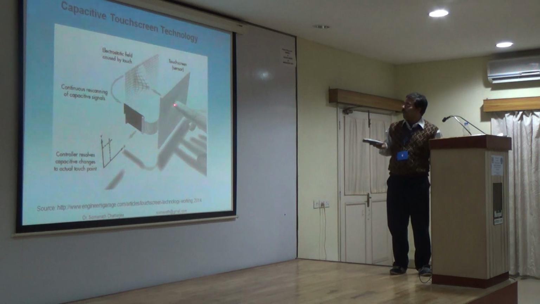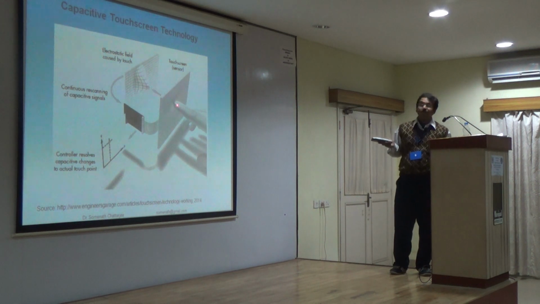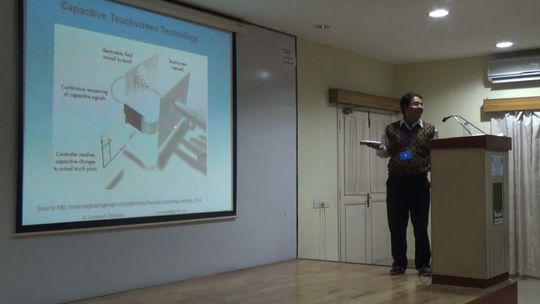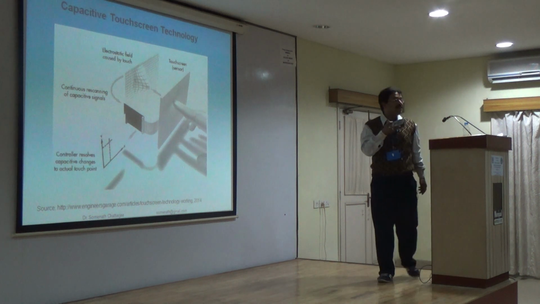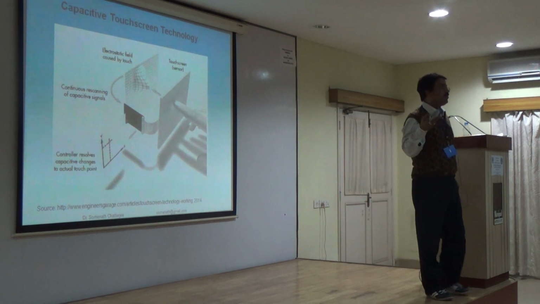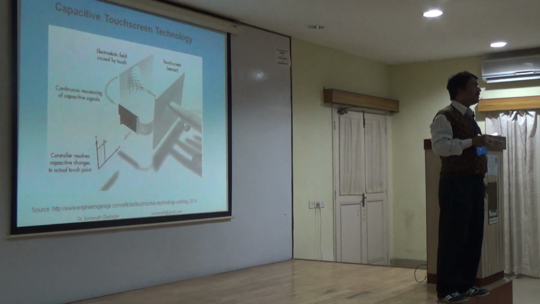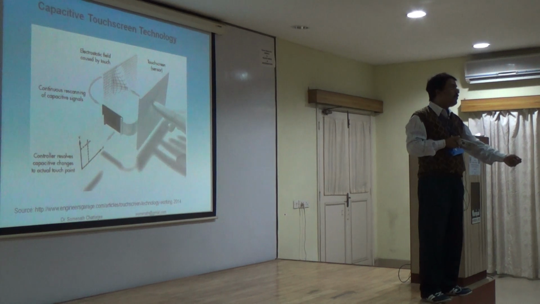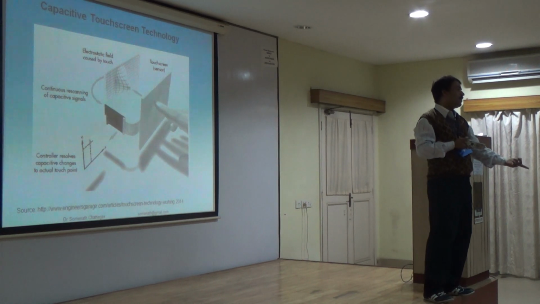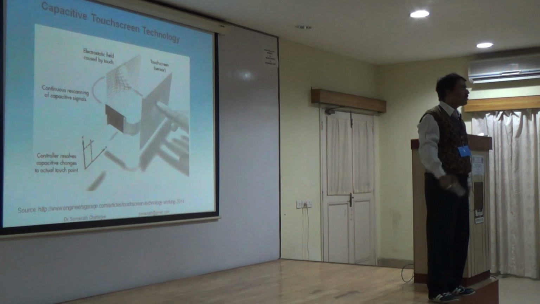And whatever the pressure you are applying here, that is basically an electrostatic field. You know electrostatic field? I think you people always know these things. In winter season, we use a comb and rub it, and then it will attract the paper. So this is nothing but a good example of electrostatic field.